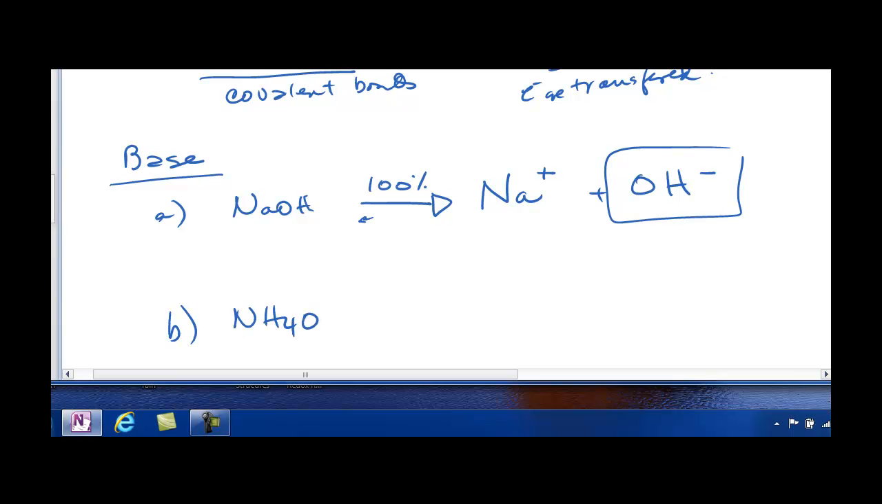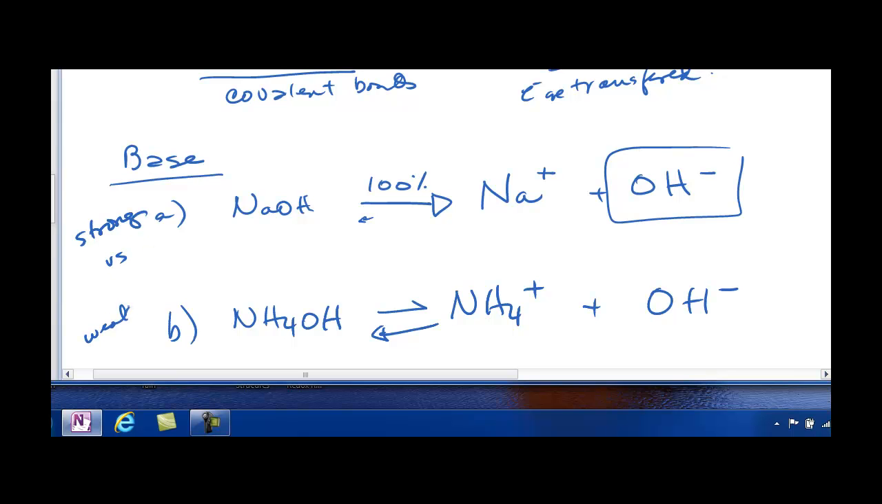If I have NH4OH, yes, hydroxide is going to be produced together with what? Ammonium ions. But these combine and they form NH4OH again. So that's a strong versus a weak. The weak means you have a double arrow as opposed to a single arrow. And acids and bases neutralize to give you salt and water. We said that earlier.